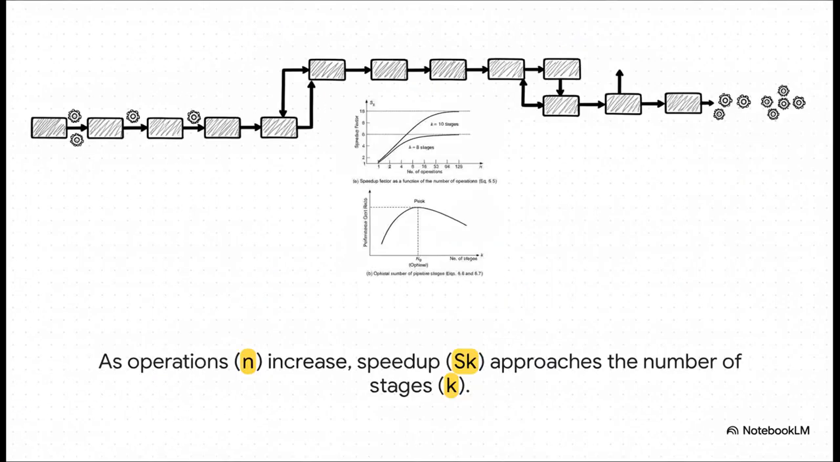And what's really cool is shown in this graph. It shows us the theoretical limit. As you throw more and more tasks at the pipeline, that's N getting bigger and bigger, the speed-up factor, SK, gets closer and closer to K, which is the number of stages you have. So an 8-stage pipeline, that bottom curve, can theoretically get you an 8x speed-up. A 10-stage pipeline, the top curve, approaches a 10x speed-up. It's the ultimate goal, even if you never quite reach it perfectly.